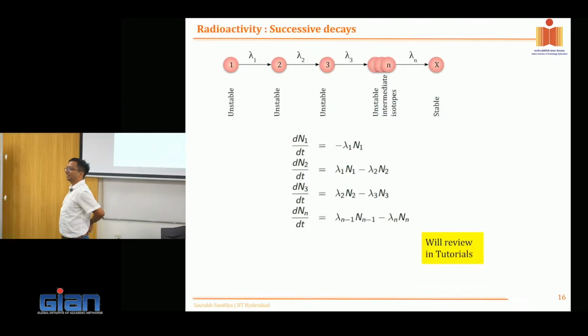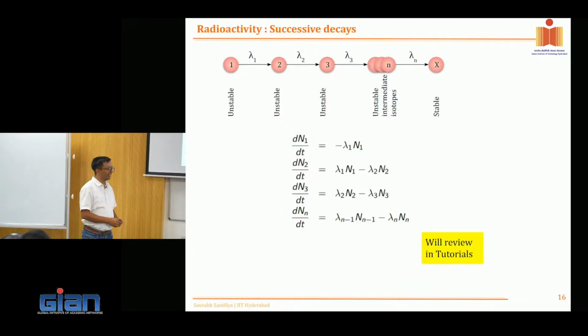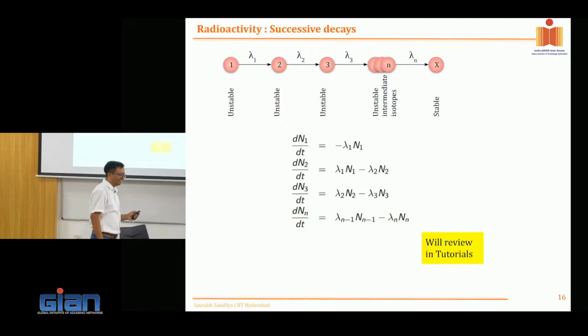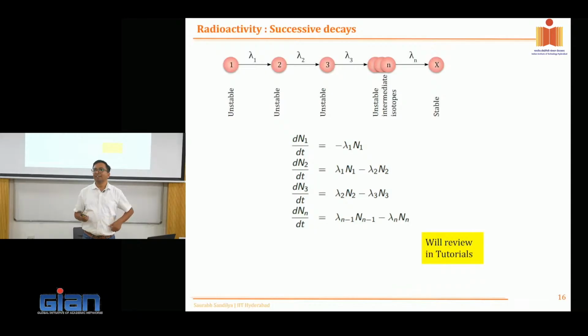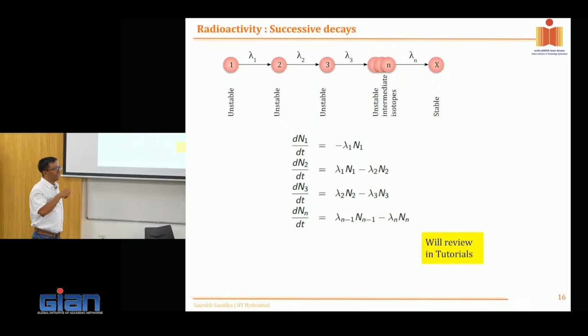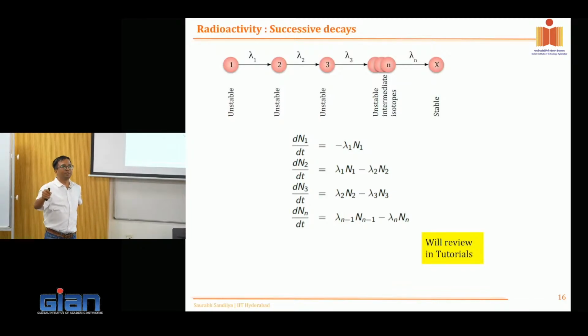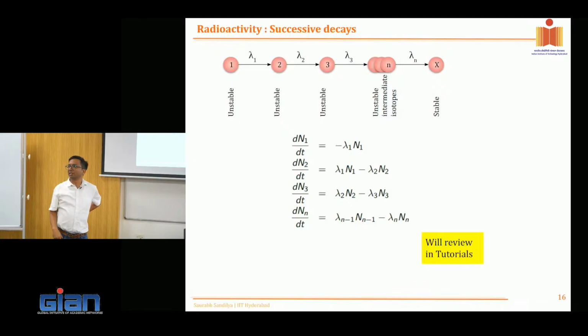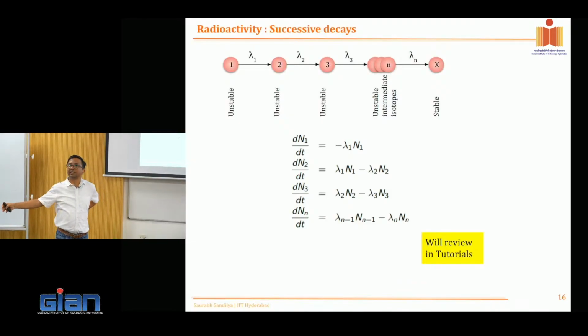Now, we assumed in our previous treatment that nuclei 1 goes to nuclei 2 and nuclei 2 happens to be stable. But in nature you can find chains of decay. Nuclei 1 decays to nuclei 2 with lambda 1, nuclei 2 goes to nuclei 3 with lambda 2, and the same thing goes on n number of times. That's how the different decay chains work in nature.